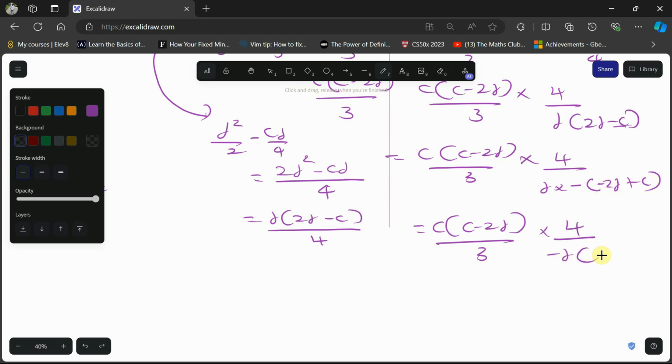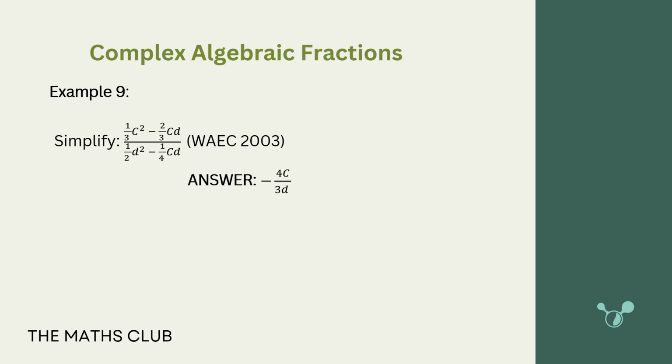I can write it as c minus 2d. You agree with me? Great. So you can see now this guy can cancel this guy, so we'll be left with c times 4, which is 4c, all over 3 times minus, will give me minus 3d, or we can write it as minus 4c all over 3d. Let's see if you are correct. Great. Minus 4c all over 3d.